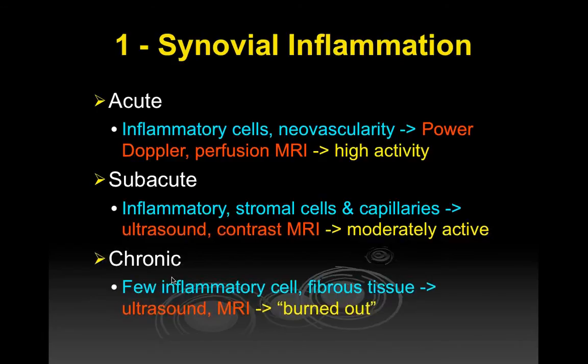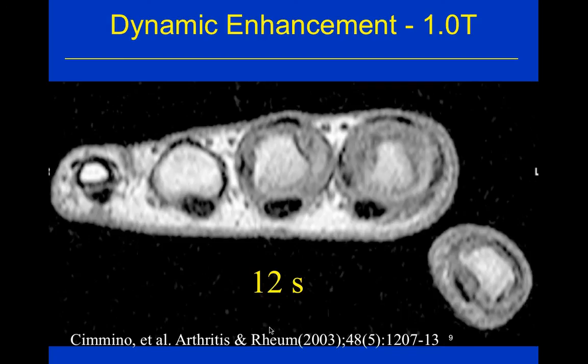And then you can get chronic disease where you basically have very few inflammatory cells. It's mainly fibrous tissue at histology, and then you still get thickening by ultrasound and MRI, and that's a kind of a burned out stage, which is no longer active as an inflammatory process. So what does this look like? This is an enhancement on a 1 Tesla extremity magnet. This is 12 seconds after the bolus injection.